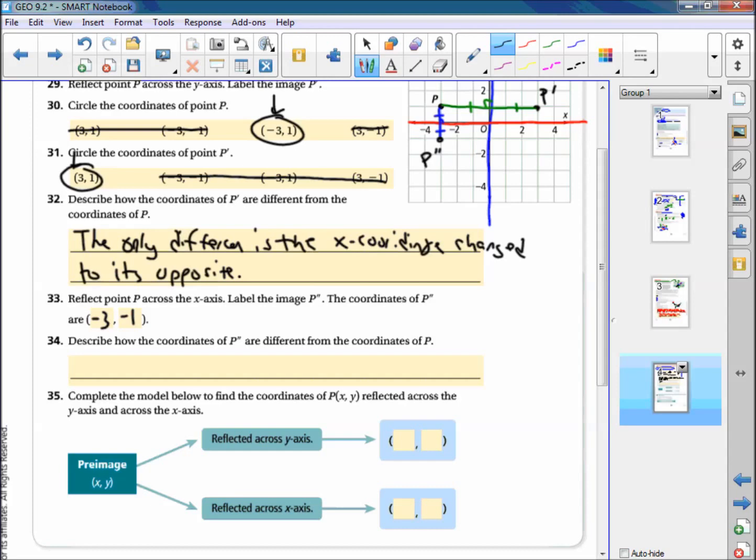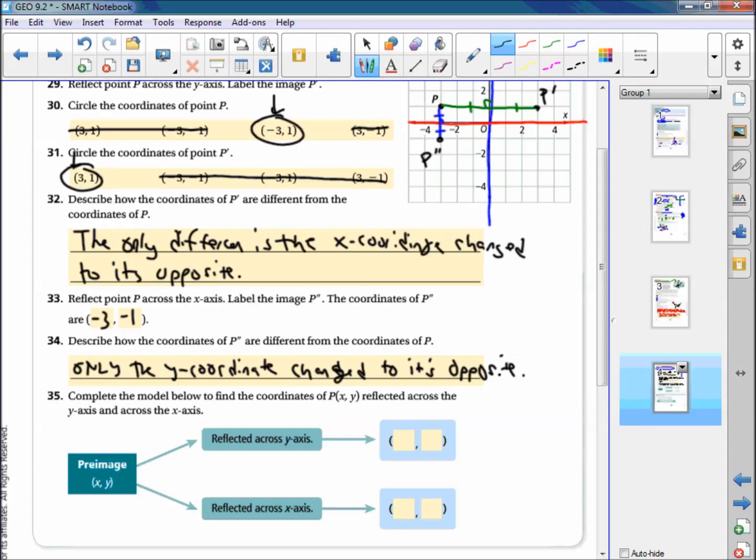So how did that change from the original P? So it went from -3, 1 to -3, -1. So describe how the coordinates are changed. Only the y coordinate changed to its opposite. That's it, just the y coordinate. The x coordinate stayed the same.